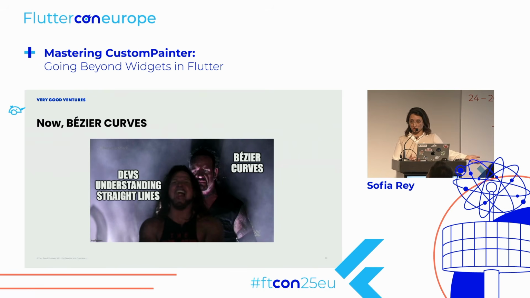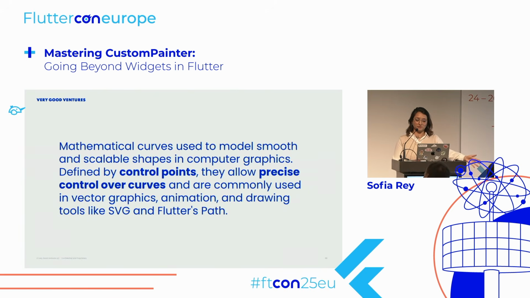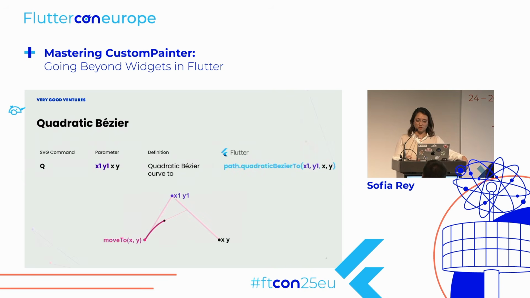Now let's talk about Bezier curves, which are a bit more difficult to understand, but they are super popular. Bezier curves are basically mathematical curves that are used in vector drawing because they are easy to control by control points, right? So it's not only for SVGs and Flutter, many vector software also use it. Let's talk about the quadratic Bezier. The command in SVG is a Q, and in Flutter it would be path.quadraticBezierTo.